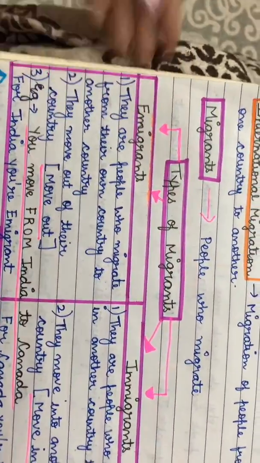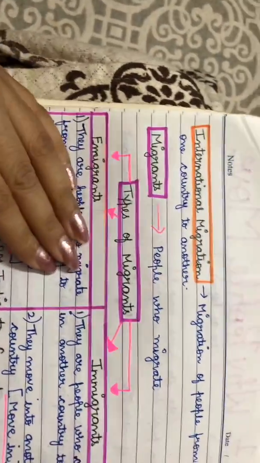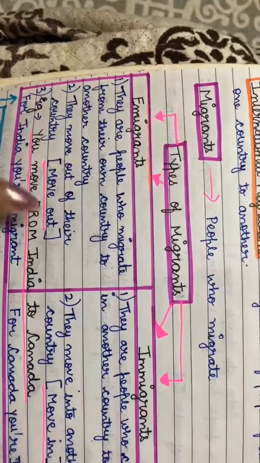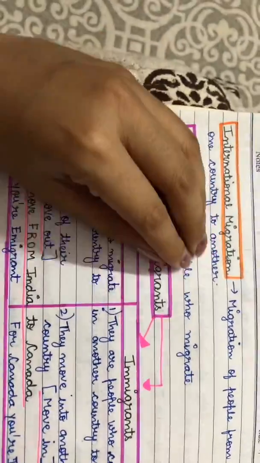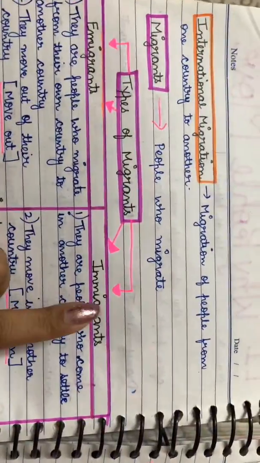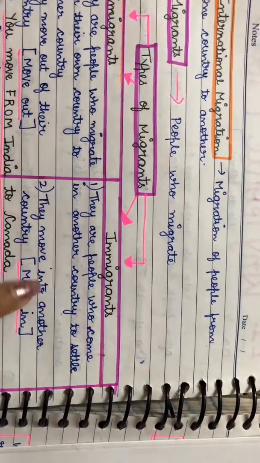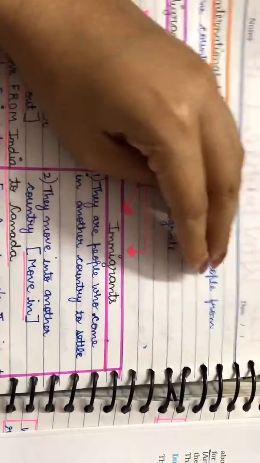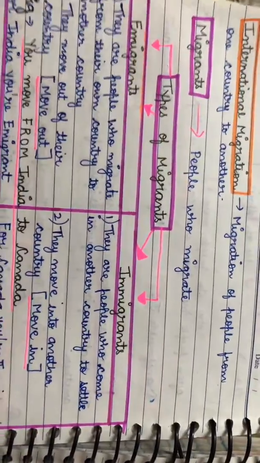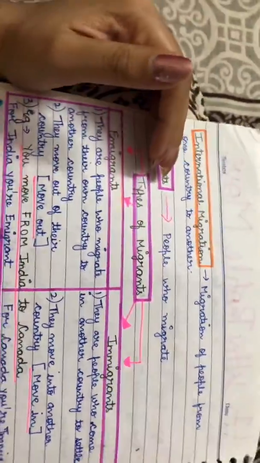What does this mean? Who is an emigrant? Someone who leaves their country to go into another country. Please, I have highlighted the main word, that is move out. When you are moving out of your own country, you become an emigrant. Now, what is immigrant? They are people who come into another country to settle. They move into another country. Someone who moves into another country, they are called immigrant. So, who is an emigrant? Emigrant is one who moves out of their country.